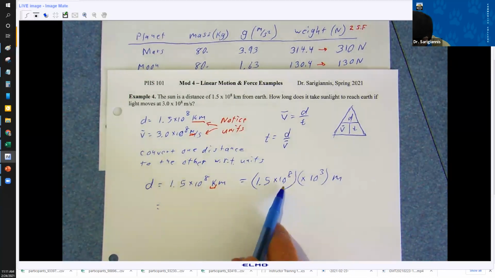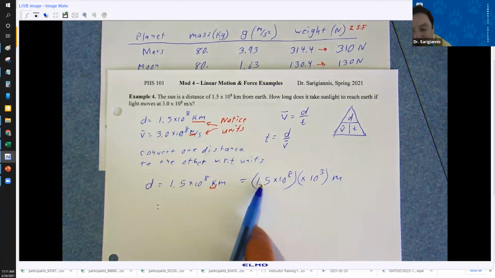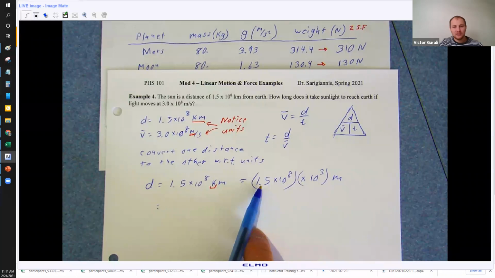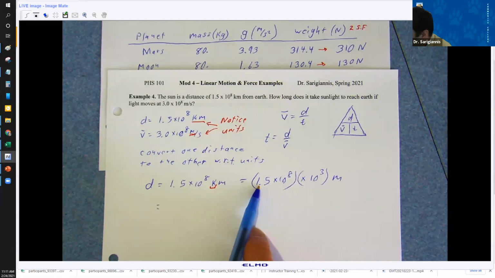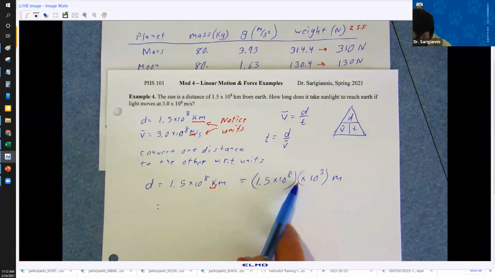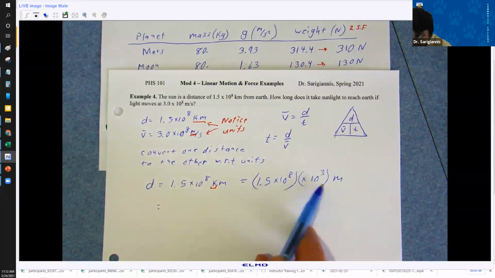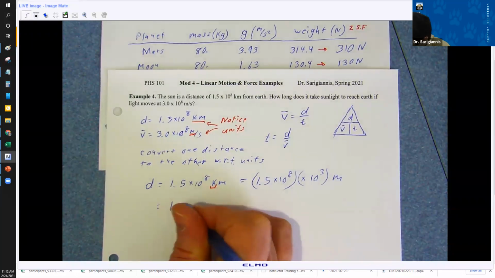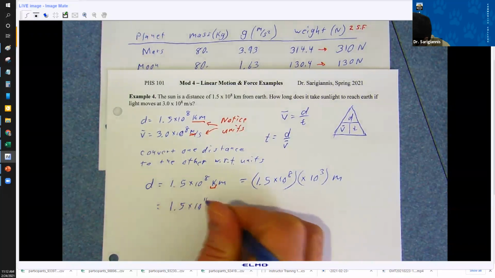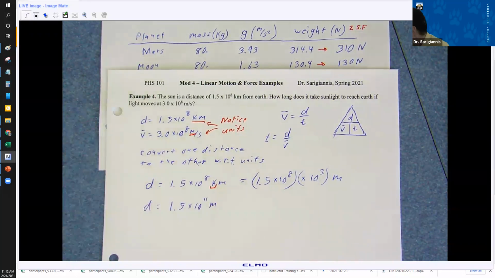So my distance is going to be, when you multiply numbers with exponents, you add them, right? This is like saying 1.5 times 8 tens, and then you multiply this again by 3 tens. It's the same thing as saying 1.5 times 11 tens. So 1.5 times 10 to the 11th meters. That's our distance.